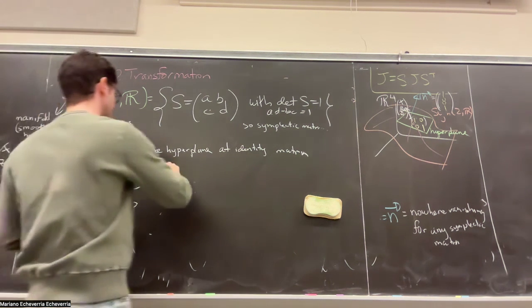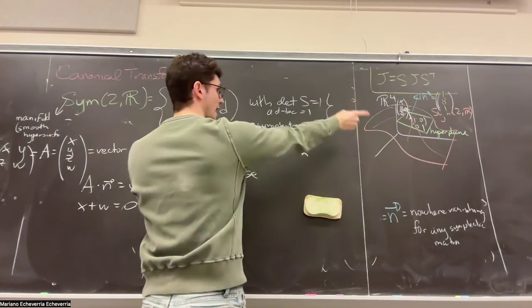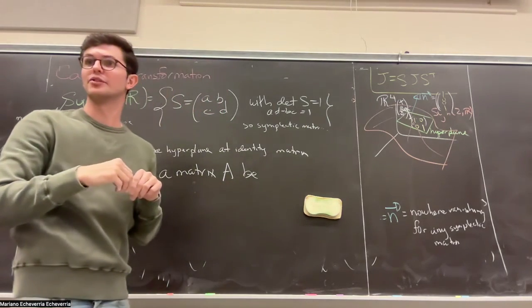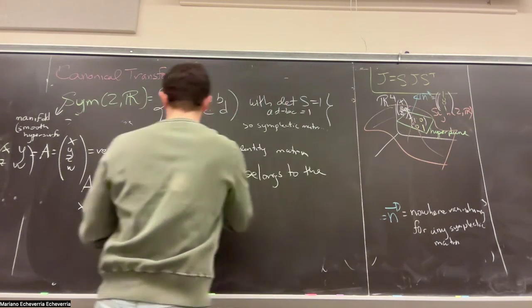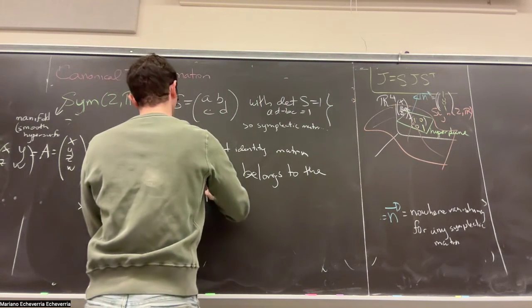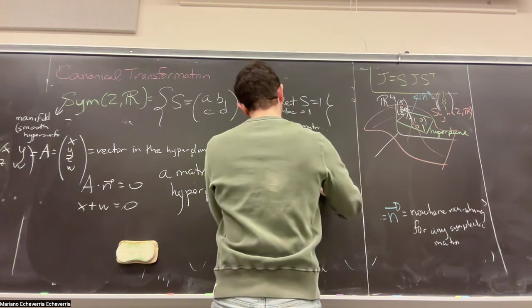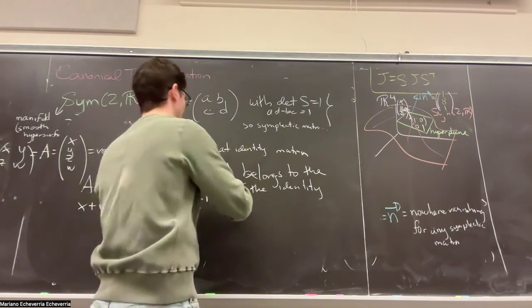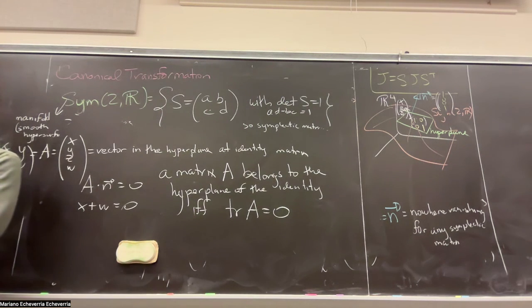So that means that a matrix A belongs to the hyperplane of the identity if the trace is 0. If and only if, actually. I'll put it like this. Does that make sense? And again, I'll probably add some about it in the PDF of problems if someone wants to do it.